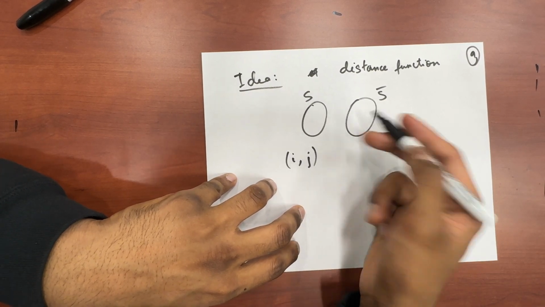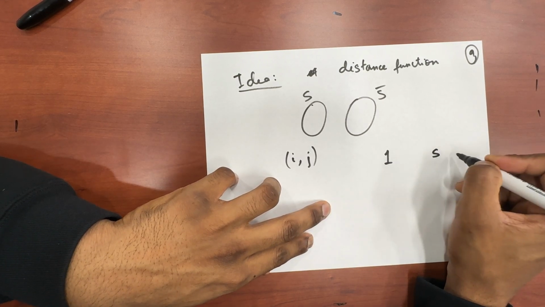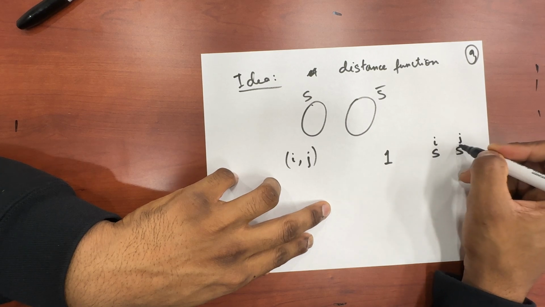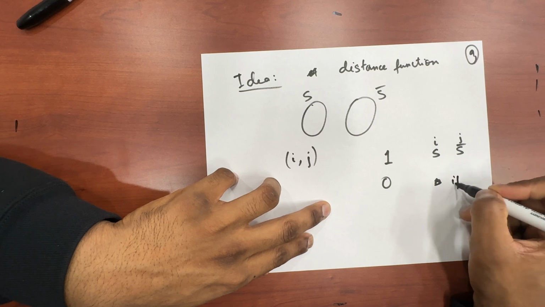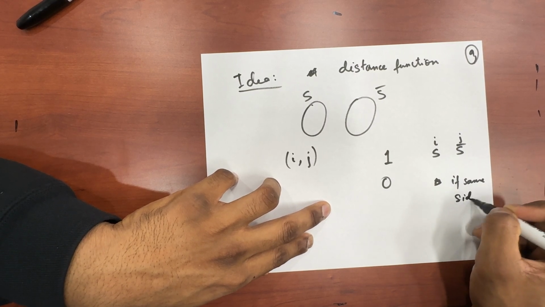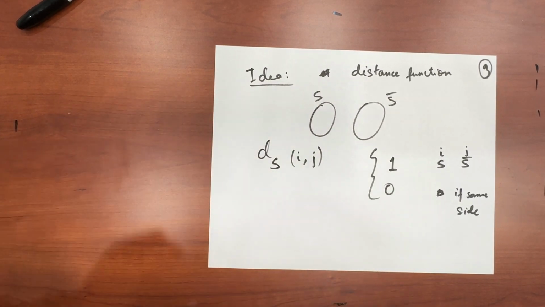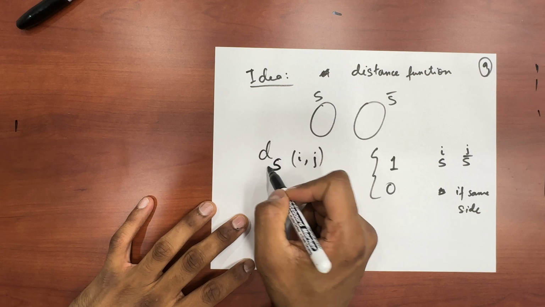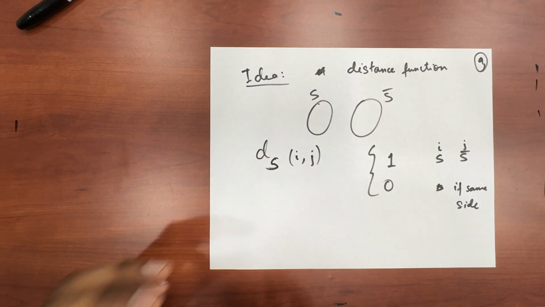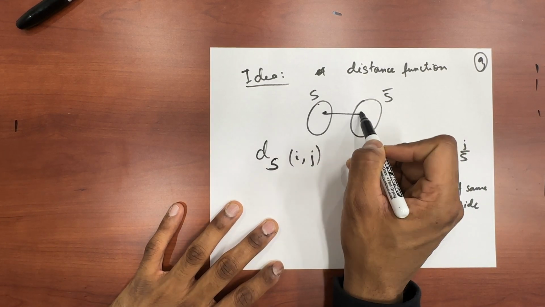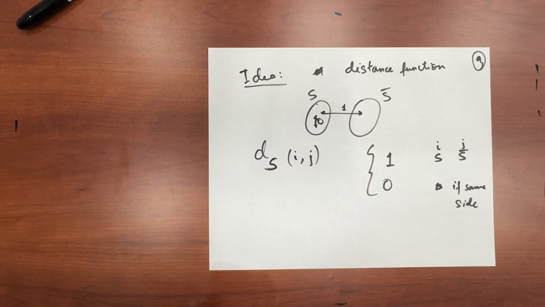Now, given a cut, how would I define it? Let's say I define it as such: 1 if they are on the opposite sides, if i lies here and j lies here; 0 if they are on the same side. This is how I define a distance function for a particular cut. So this distance function only holds for this particular cut. That's the main thing to notice. If they are on the opposite sides, the distance will be 1. If they are on the same side, the distance will be 0. That's how we define our distance function.